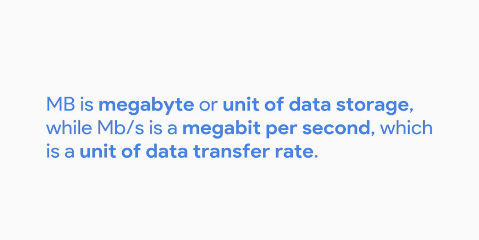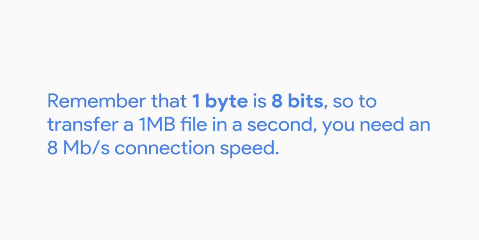These are actually different units. MB is megabyte, a unit of data storage, while capital M, lowercase b, /s is a megabit per second, which is a unit of data transfer rate. People often mistake speeds of 40 megabits a second to mean that you can transfer 40 megabytes of data per second. Remember that 1 byte is 8 bits, so to transfer a 1 megabyte file in a second, you will need an 8 megabits per second connection speed.